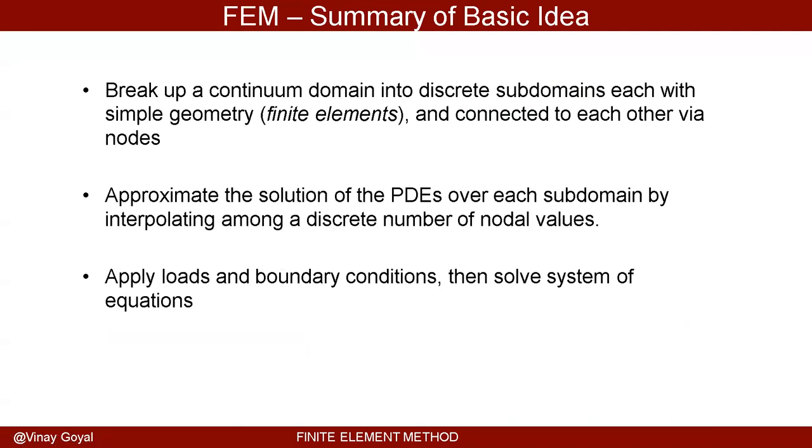We want to approximate the solution of the partial differential equation over each subdomain by interpolating among a discrete number of nodal values. So we're going to try to figure out a way of approximating solutions so that the unknowns of the approximation function that we select are the nodal values. The locations where the elements connect, that's where I don't know what the solution is. And then we apply the loads and boundary conditions and then solve the system of equations.